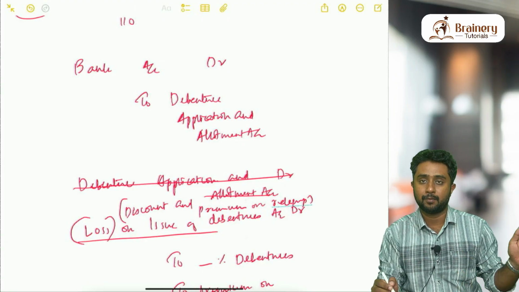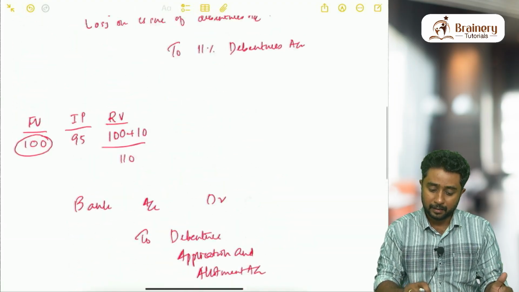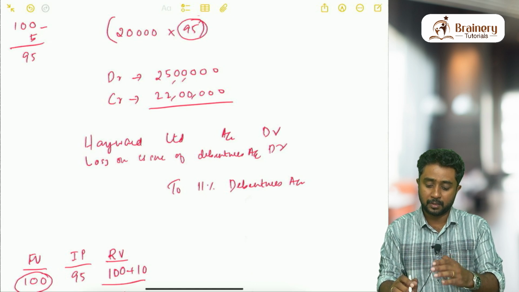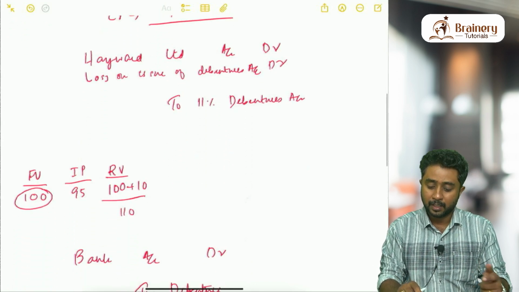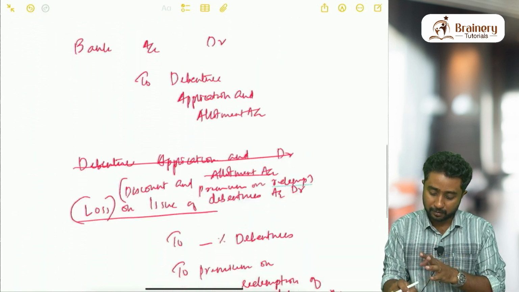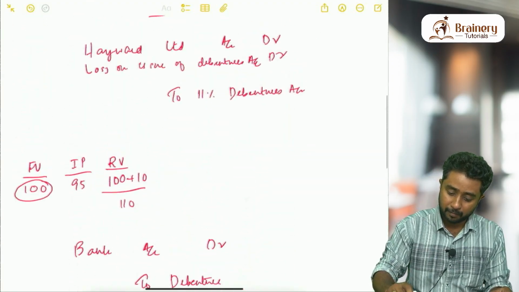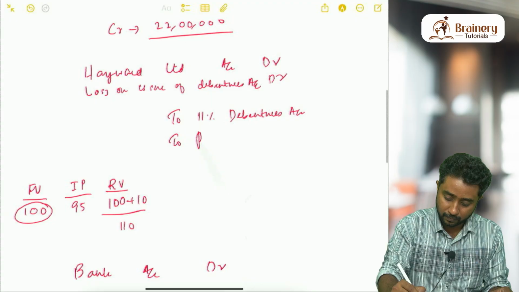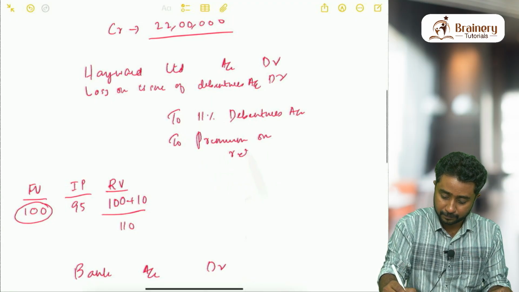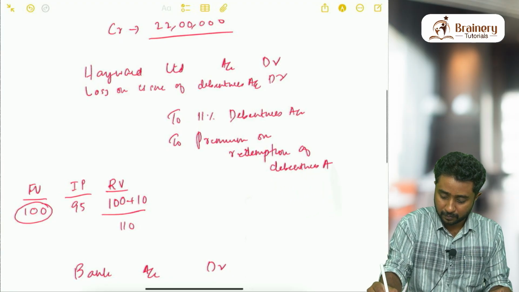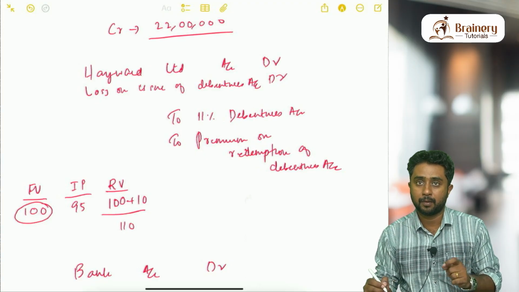Rest of the entries will be the same as in the case of debentures issued for consideration other than cash. So loss on issue of debentures account we have already debited, to 11% debentures, that also we have credited, and next one is to premium on redemption of debentures account.